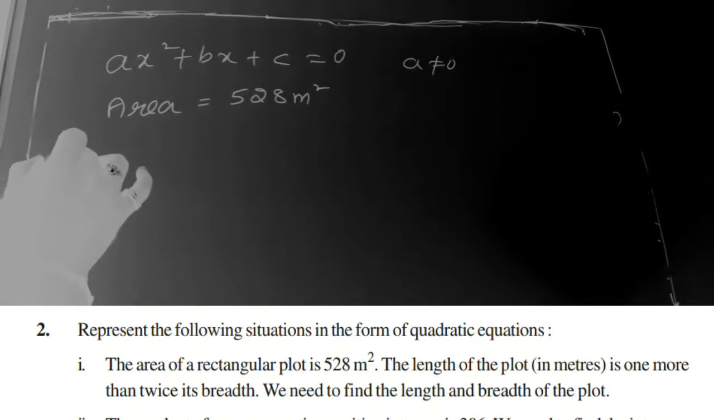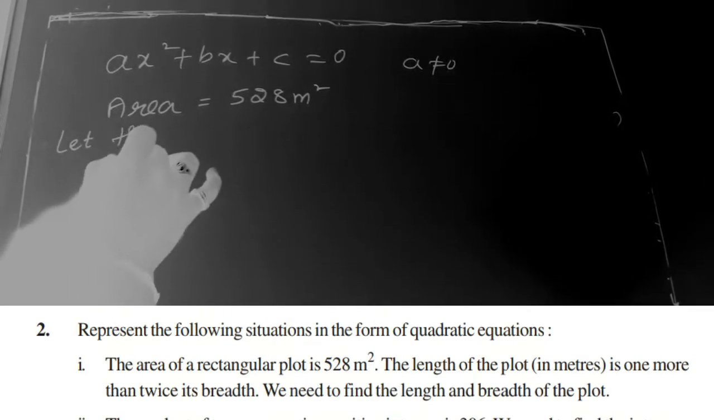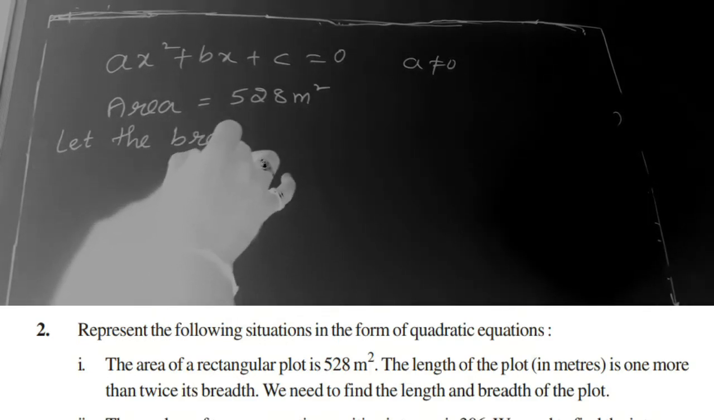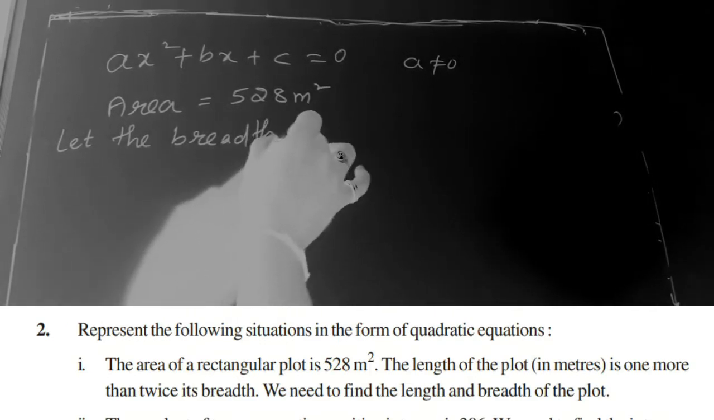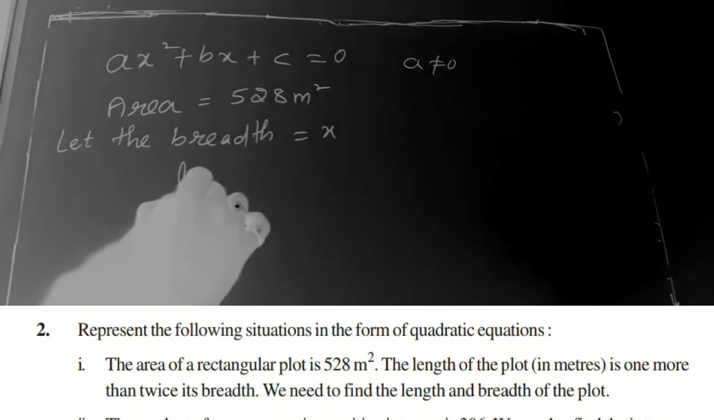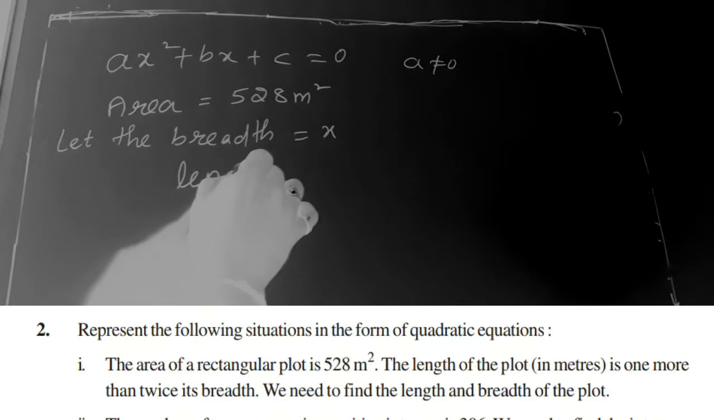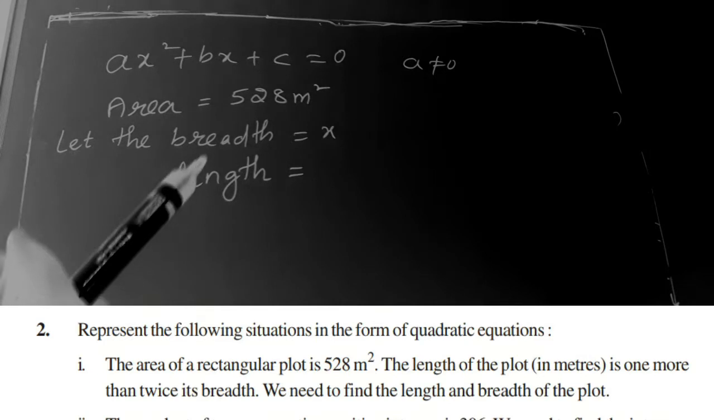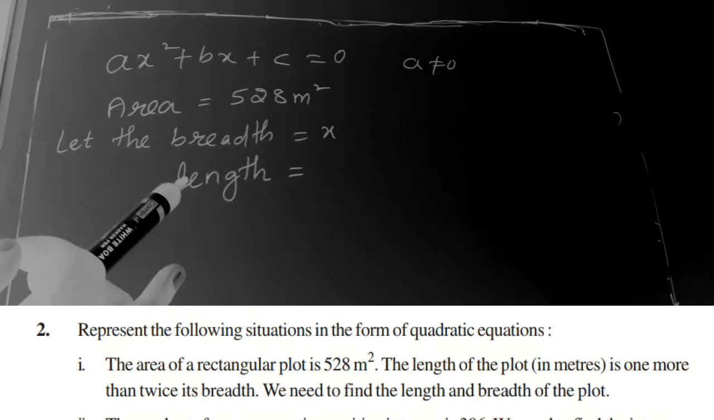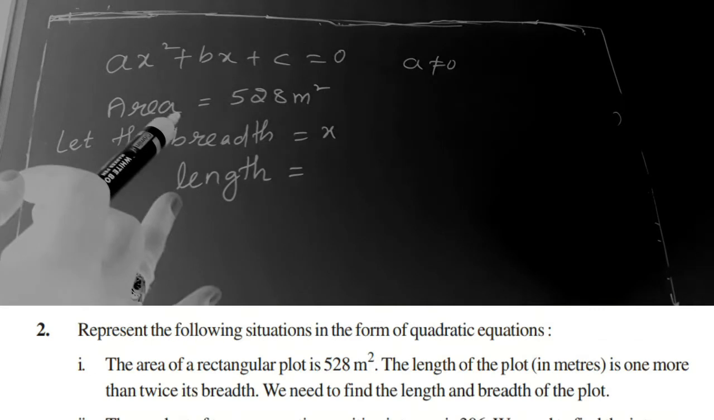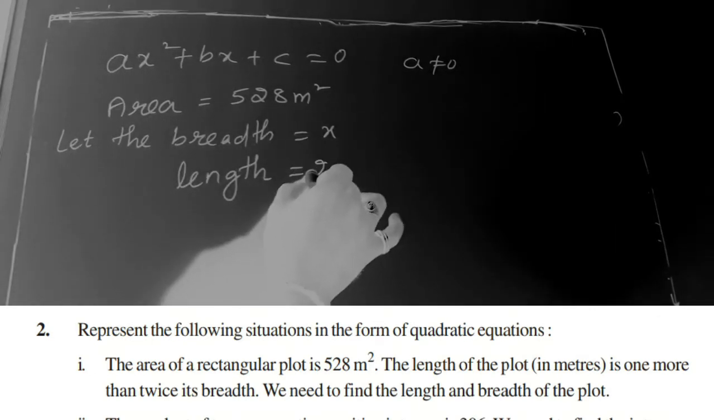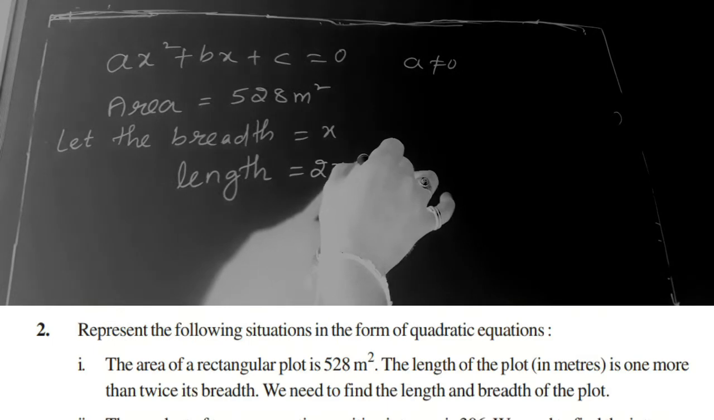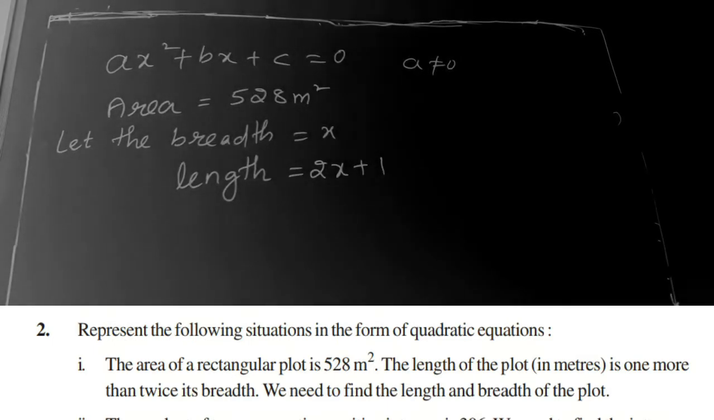Let the breadth be x. Length becomes, what is the condition he has given? Length is 1 meter more than twice its breadth. So twice its breadth is nothing but 2x. 1 meter is extra. So therefore breadth b is nothing but x, length l is nothing but 2x plus 1.